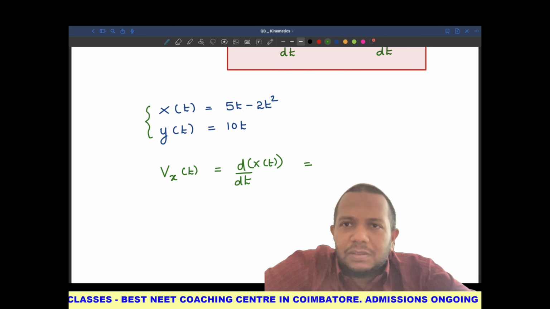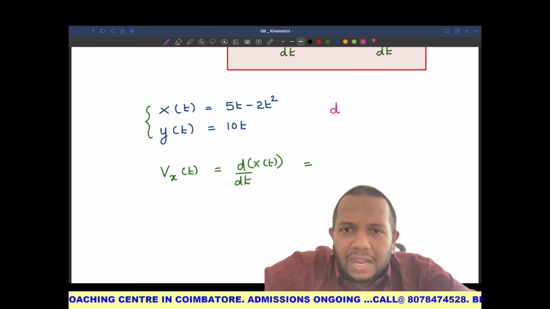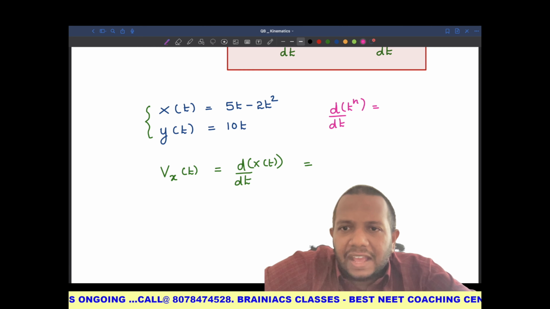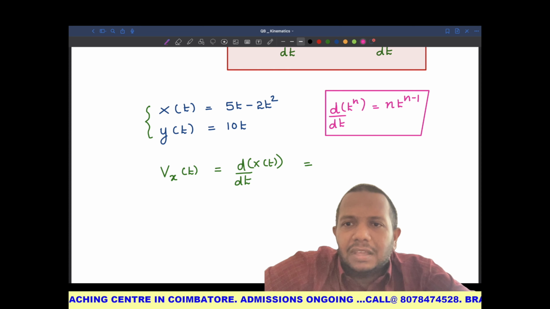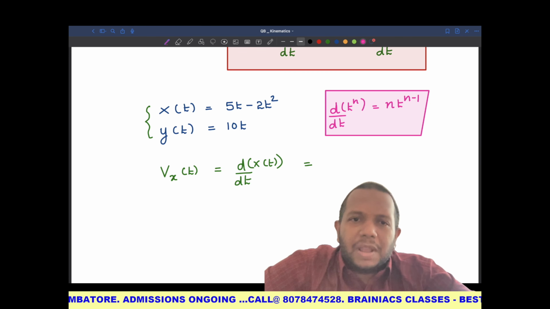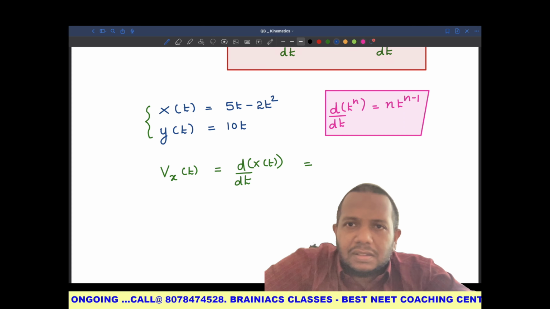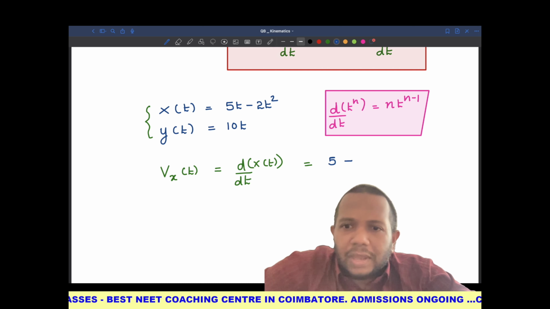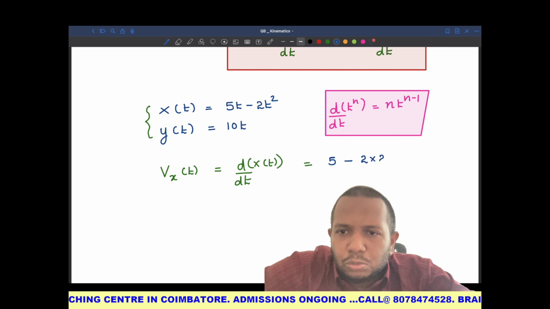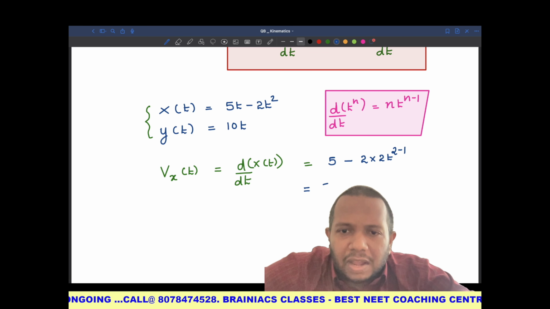I am repeating the basics one more time. That is d by dt of t raised to n is given as n into t raised to n minus 1. So this is the fundamental of differentiation. You are already learning this in maths, but you should know this. On applying the same thing, you will get 5 minus, for 2t square, 2 into 2 into t raised to 2 minus 1. So you will get 5 minus 4t.